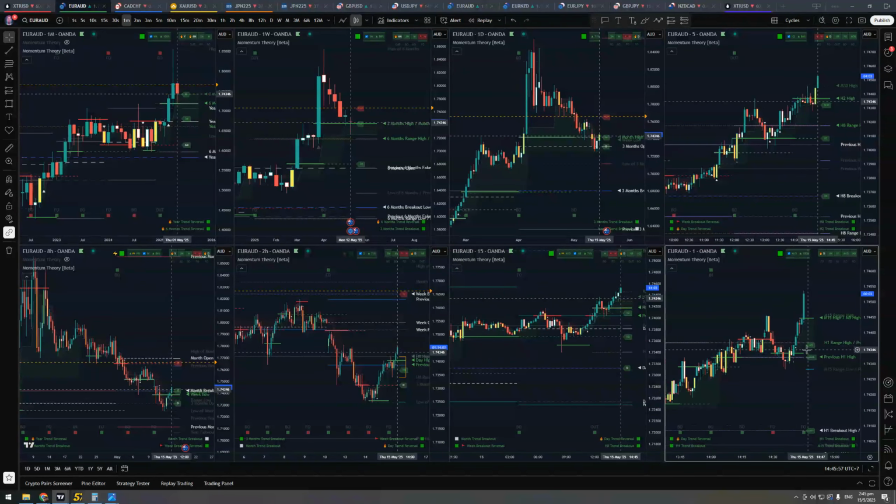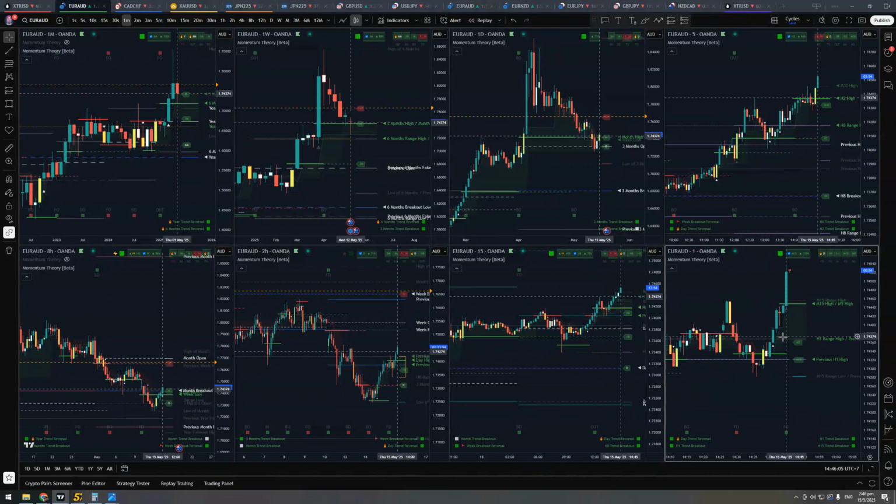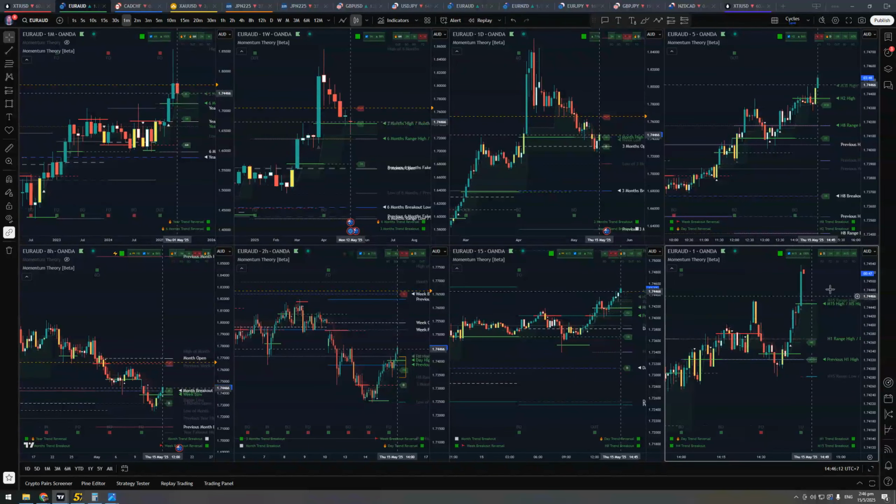Okay, well, wasn't looking at this one. This would have been the entry. Coded exact entries in my style of trading. So this would be that breakout continuation entry.